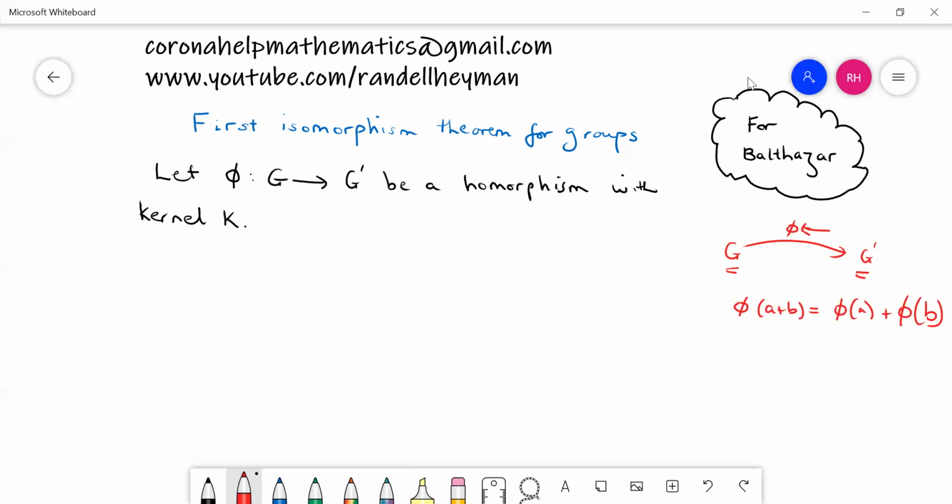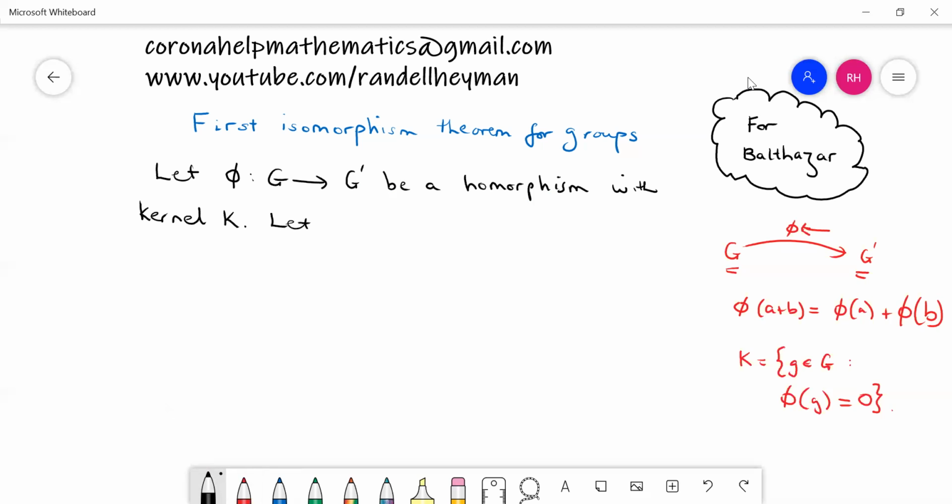And the kernel K, which is often also referred to as the null space, is just the elements that phi sends to 0. So K equals the set of g in the group G such that phi of g equals 0, whatever the 0 element is in the group. Okay, so I'll go on.